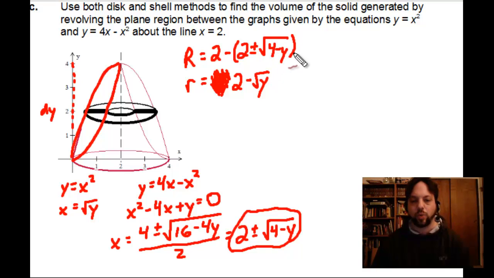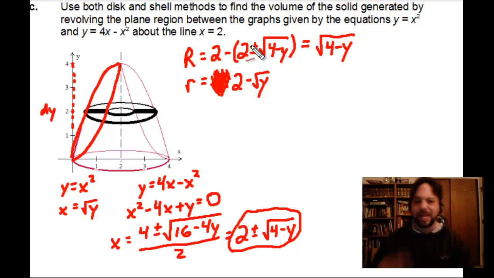All right, that is quite ugly. Fortunately, it can be simplified just a little bit. Let me go ahead and call that the square root of 4 minus y. I'll ignore the plus or minus in front of the radical. And if you play a few games with it, you'll see that it's always going to be positive up here if I make it negative to begin with. So distribute that. I get the square root of 4 minus y. My inner radius is 2 minus square root of y. And now I think I'm ready to go.